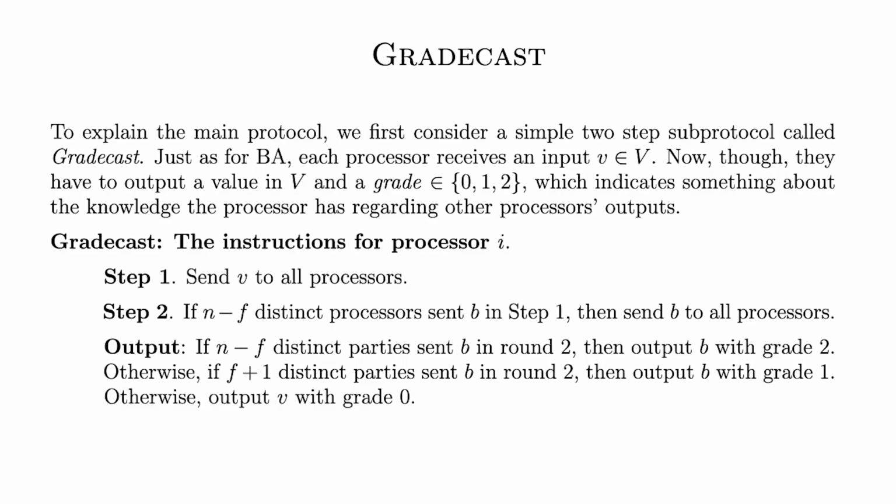That's the end of basically the protocol, but now we have to decide how to output. We output as follows. If n minus f distinct parties send v to i in step 2 (there's a typo, it should say step 2), then you output v with grade 2. Otherwise, if f plus 1 distinct parties send v in step 2, then output v with grade 1. And otherwise output v with grade 0.